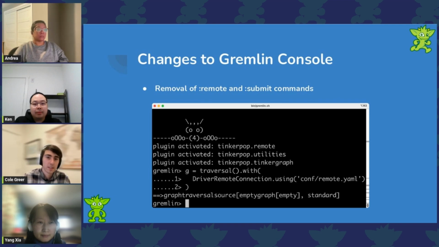Last piece I want to look at here is changes to Gremlin Console. And the main piece here is that the remote and submit commands have been removed. So now instead, the proper way to submit your remote Gremlin scripts is using a remote traversal source. There's many different ways to construct a remote traversal source. The example I've got here is just using the configuration file, which is the most similar to how you would have done a remote connect command previously. But any of the standard ways of constructing a remote traversal source are valid here.